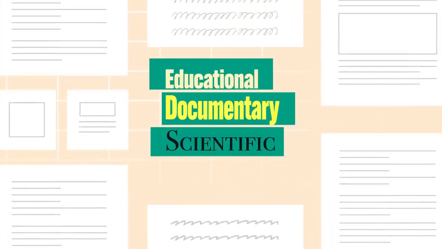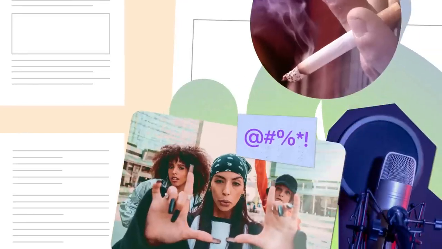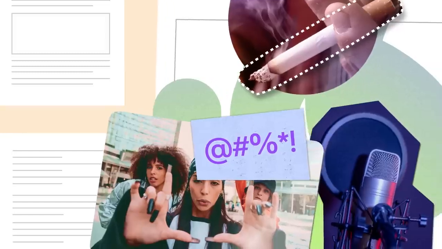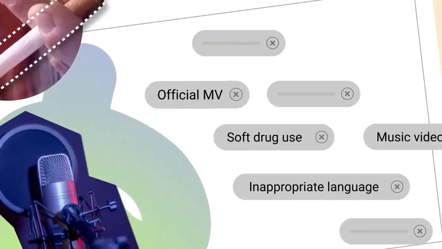If there's an educational, documentary, scientific, or artistic value, that may change the video's suitability for advertisers. For example, artistic content like music videos may contain elements like inappropriate language, references to soft drug use, or non-explicit sexual themes, but still be suitable for advertising. Adding context helps us make the correct monetization decision. Keep in mind that videos without a title or metadata may not give enough context to help our systems understand if the content is suitable for all advertisers.